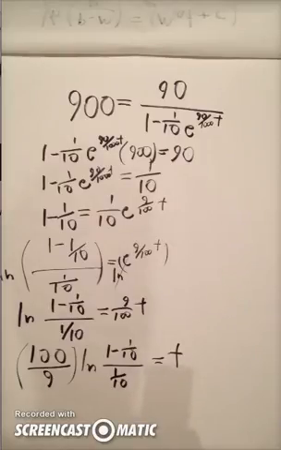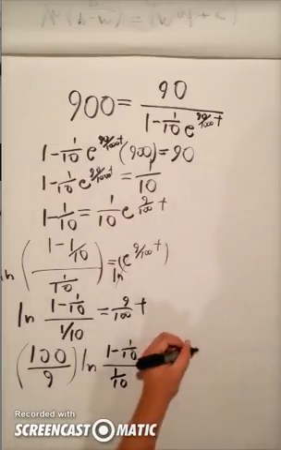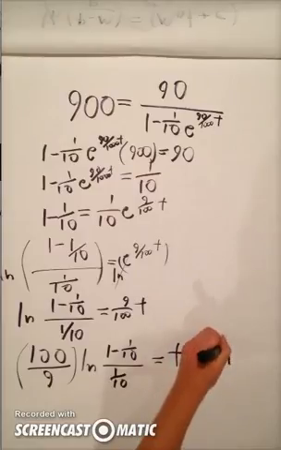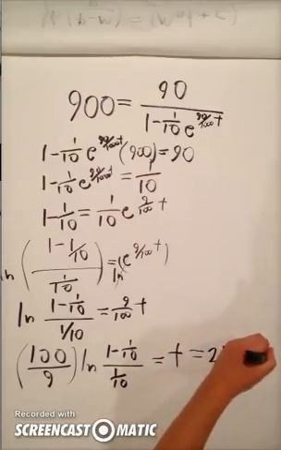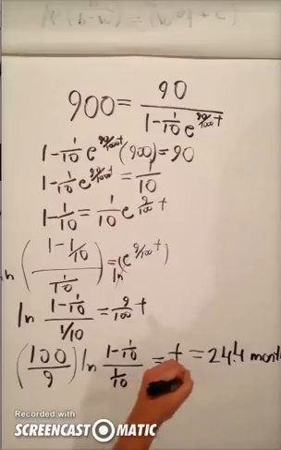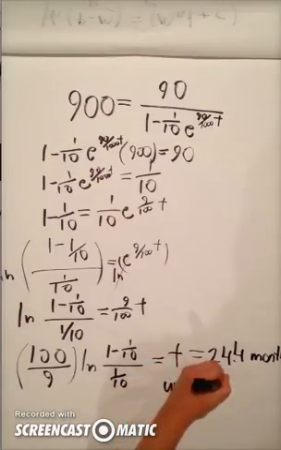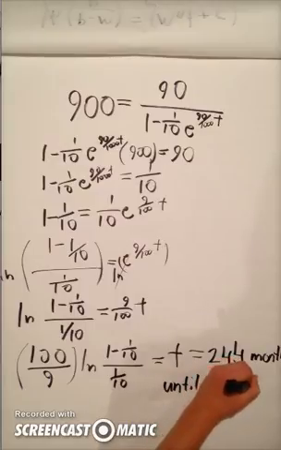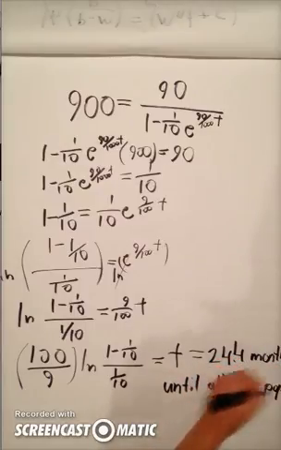One minus 1/10. Oops, 1/10. Put a syntax error there. Oops. Divided by 1/10. And we have t equals 24.4 months until the alligator population reaches 900.